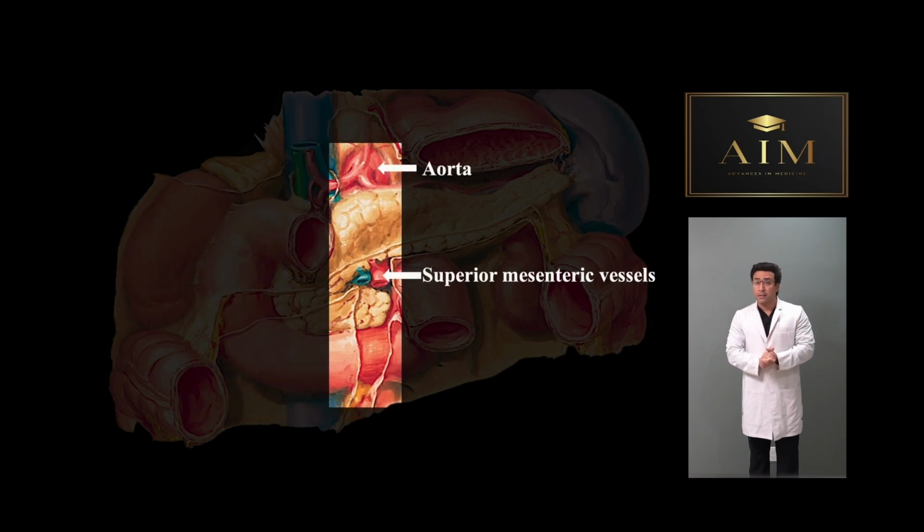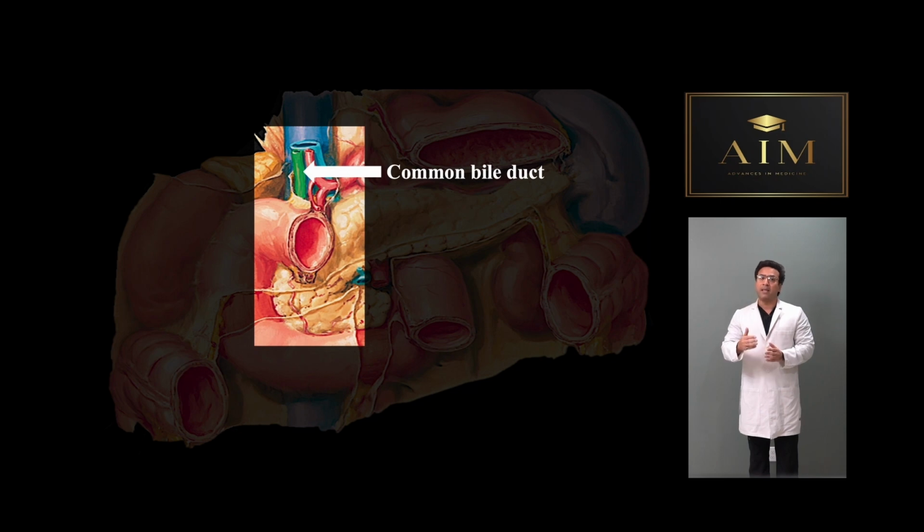The uncinate process is an extension of the lower half of the head that is between the superior mesenteric artery and vein in the front and the aorta behind. The terminal part of the common bile duct runs behind the upper half of the head of the pancreas before joining the main pancreatic duct of Wirsung.